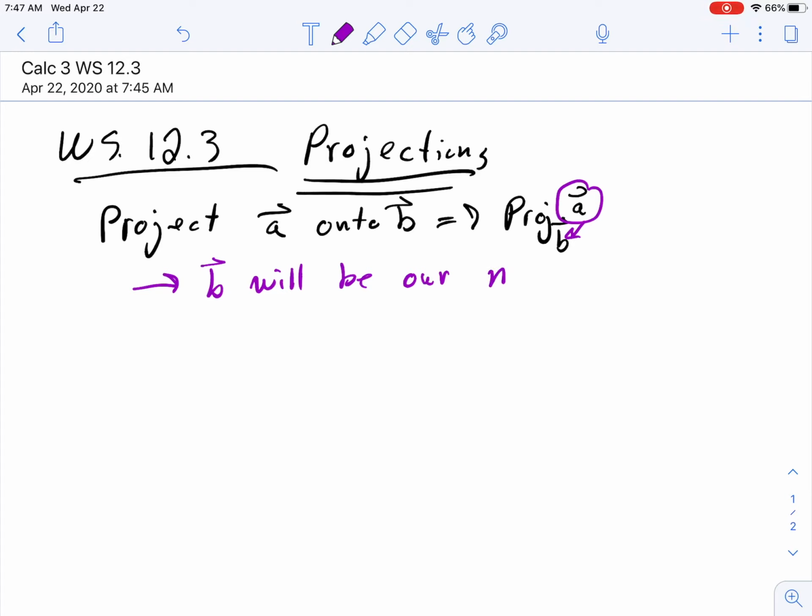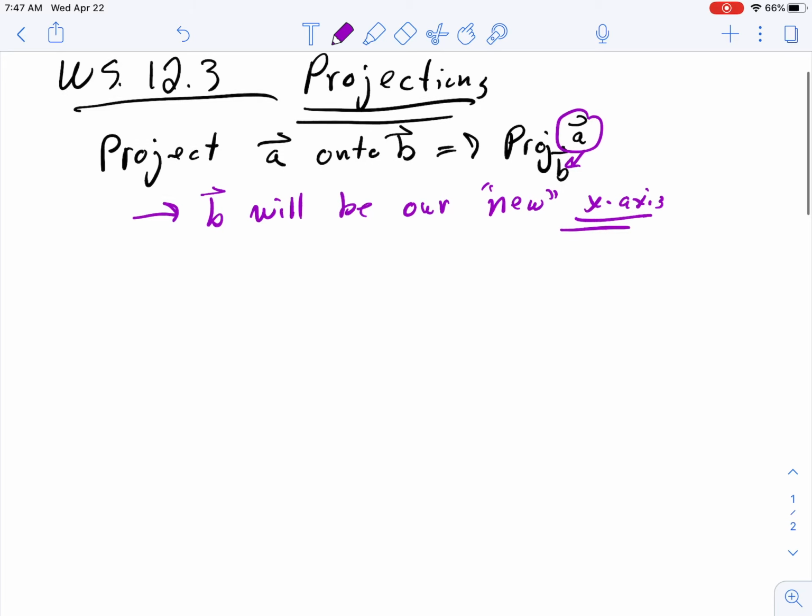be our new x-axis. So why is that? Well, if we work in two-dimensional, it's easy to say, well, here's our x-axis. We say this is 0 degrees, and we always build off this.